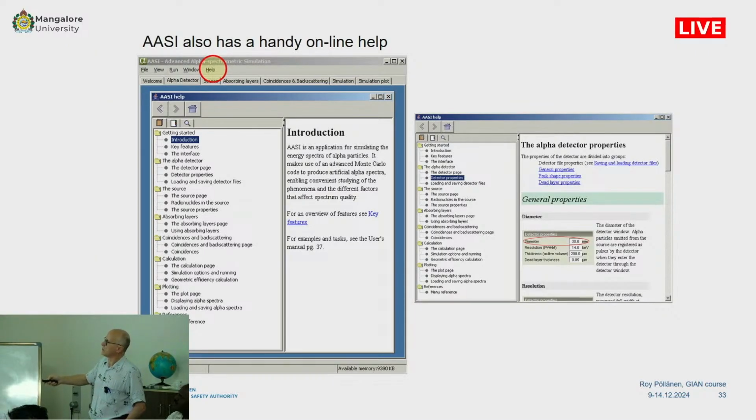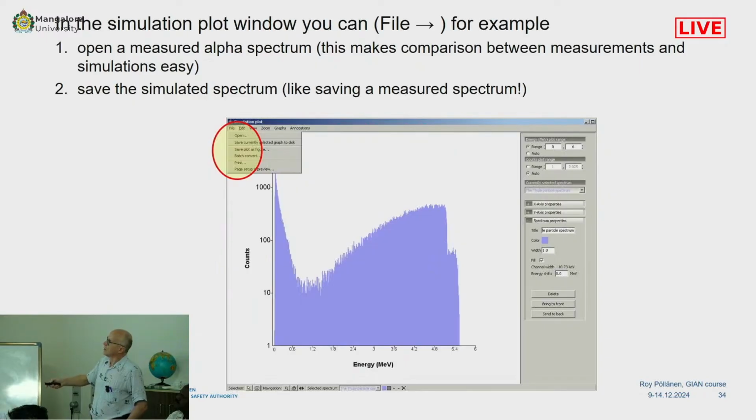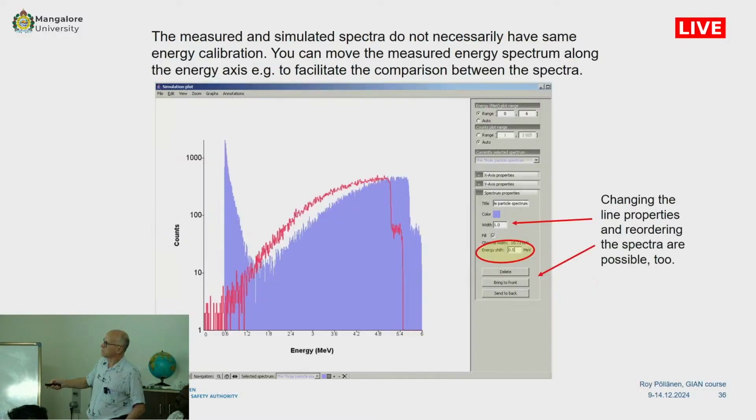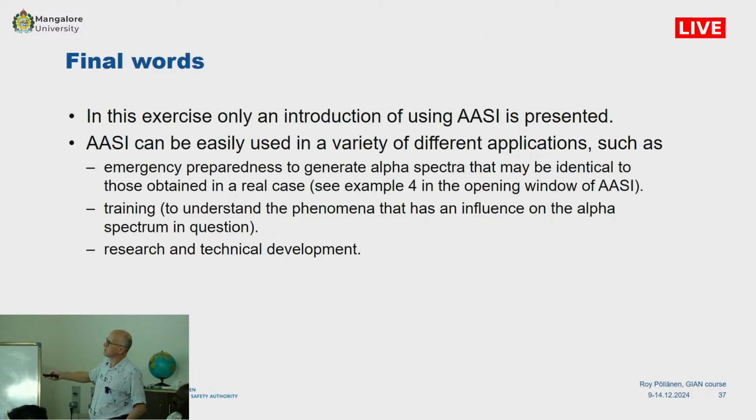There is online help, of course. So you can select axis types, colors, etc. So you can also copy the selected file into Excel or into MATLAB if you want. You can change colors, line thickness in this case.